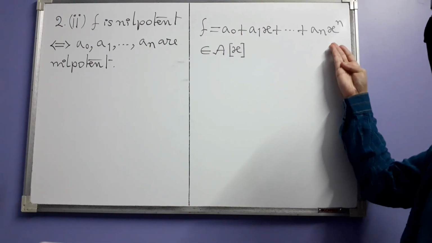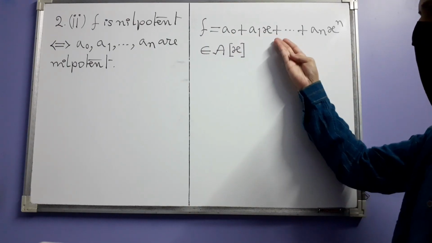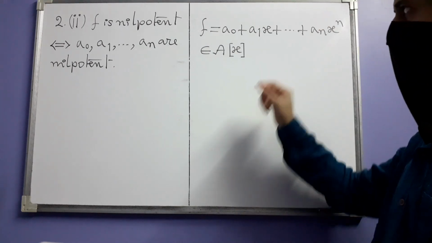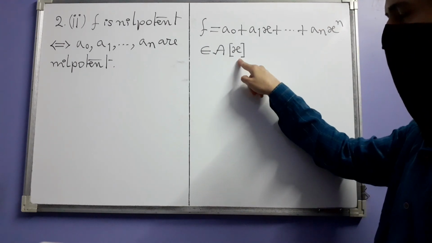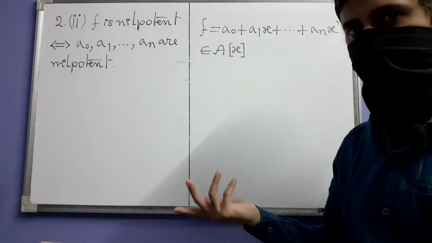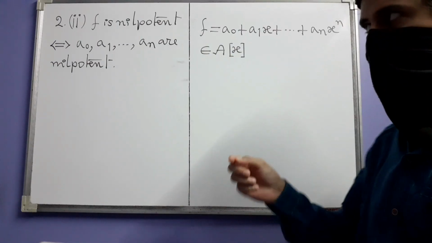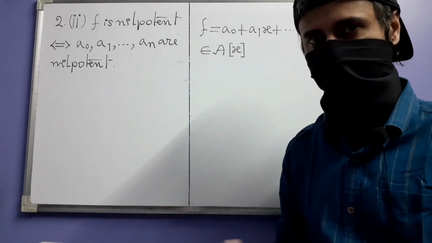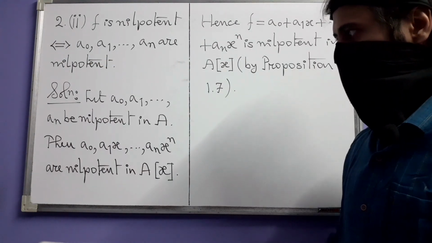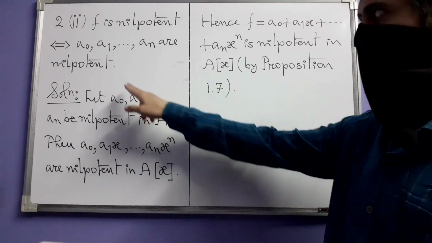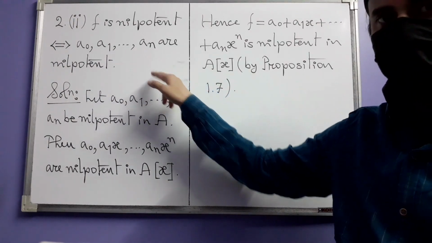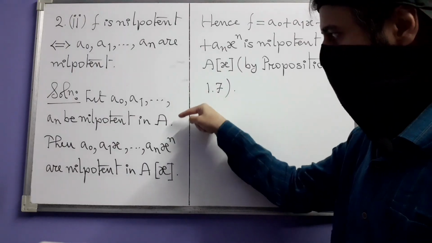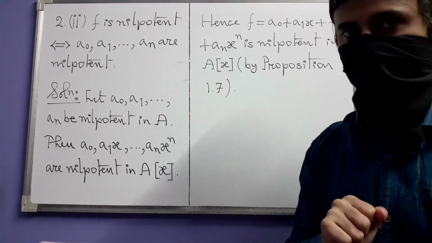F is this polynomial a0 plus a1x and so on plus an x to the power n, which is an element in this polynomial ring A[x], where A of course is the underlying ring from where these coefficients ai's are coming. So we start the solution first by assuming that these ring elements are nilpotent, and to be more explicit, they are nilpotent in the ring A.